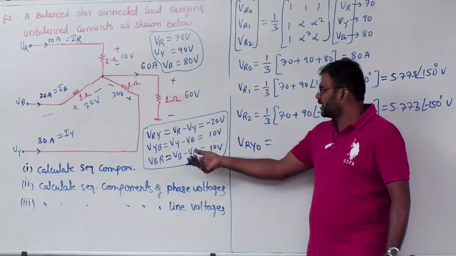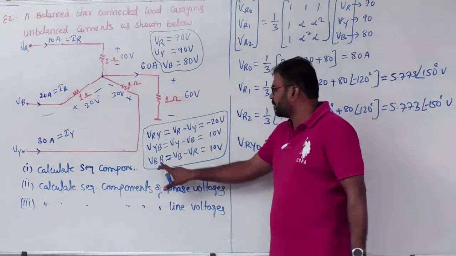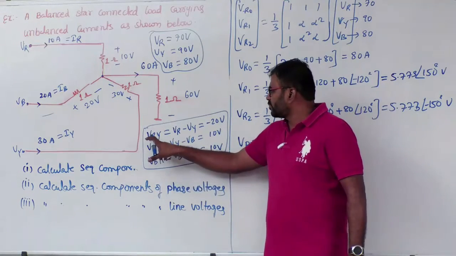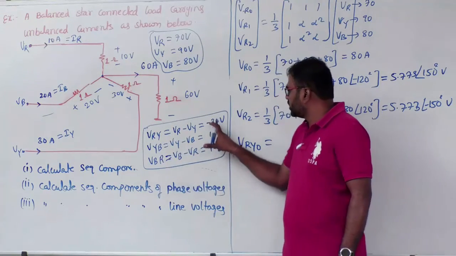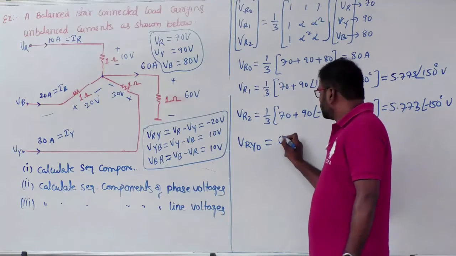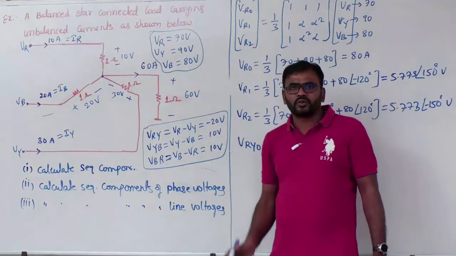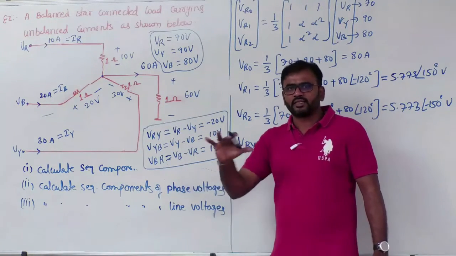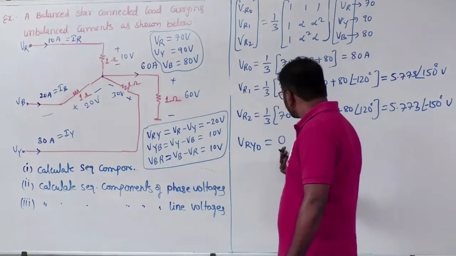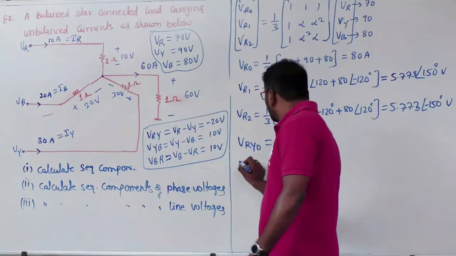Even if you want, you can calculate 1 by 3 times (Vry + Vyb + Vbr), which is equal to 0. The line value of zero sequence voltage for star connection is always 0. So we proved that. Now what about Vry1?